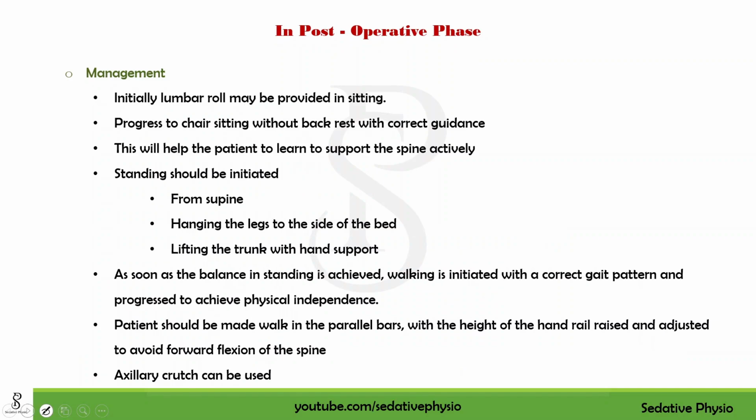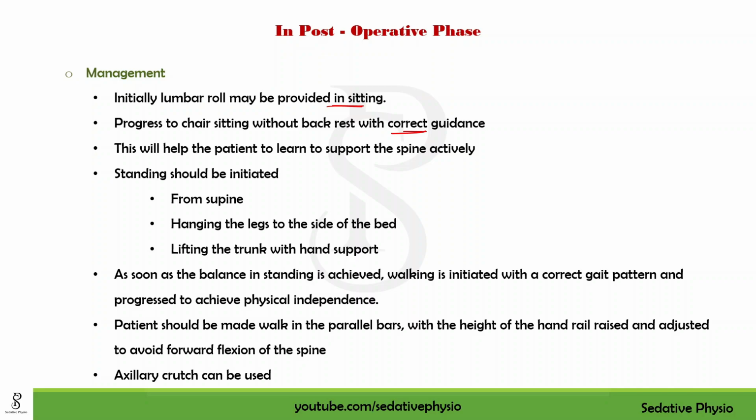Okay. After this, initially a lumbar roll may be provided in sitting. In sitting position, we can train the patient to turn, to roll, especially from the lumbar area. Then progress to chair sitting without backrest with correct guidance. We will progress the exercise. If the patient has mastered the previous exercise, then only will we move on to progression and more complicated exercises.